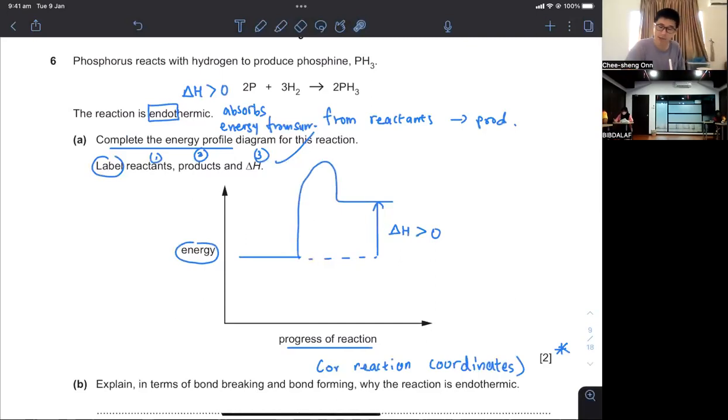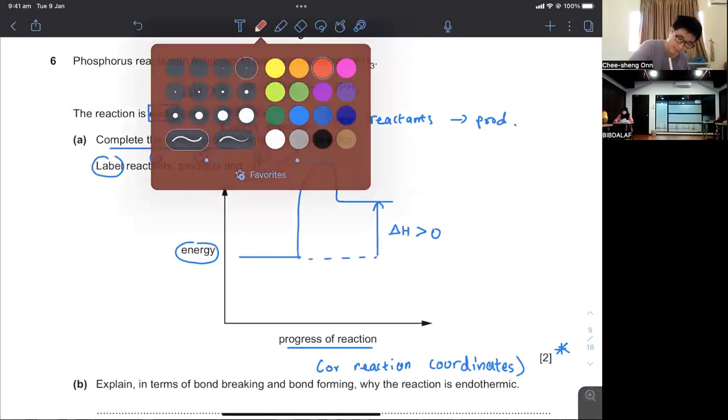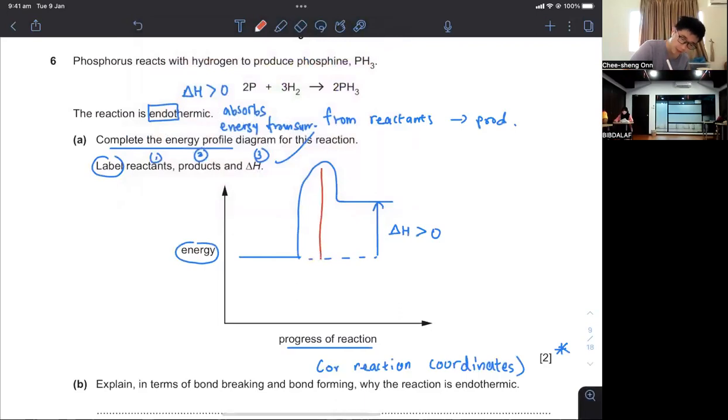Okay. They haven't asked us to label activation energy. So even if you label activation energy, you don't get extra marks. But I am just going to label activation energy. Activation energy is from the energy level of the reactant to the top of the peak. That is called activation energy. From the reactants to the product's energy level, that is called enthalpy change. Now you got to label your reactants and your products. Reactants are on the left, products are on the right. So you get 2P plus 3H2, and you get 2PH3 there. And just like that, you get your 2 marks. Okay, happy?